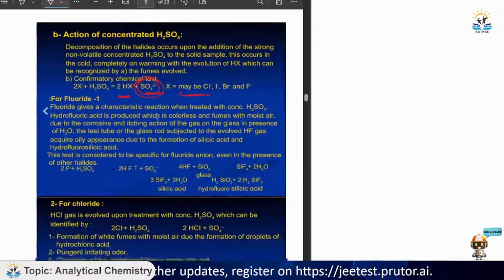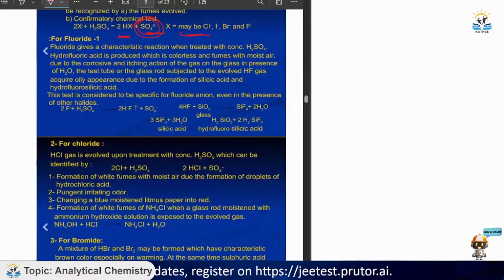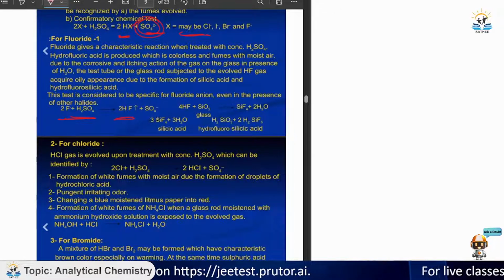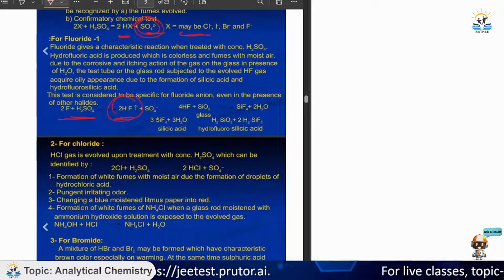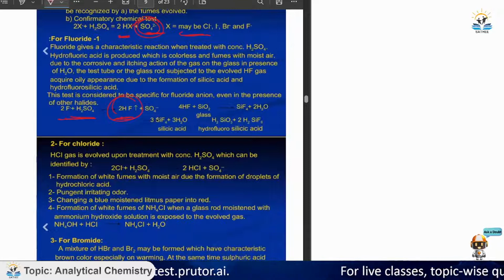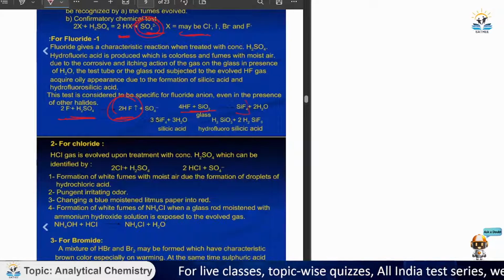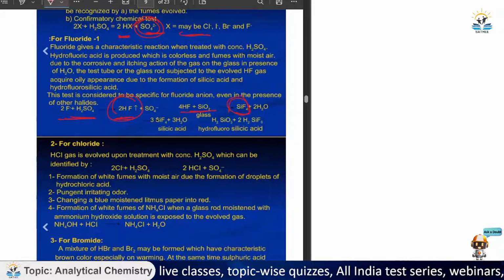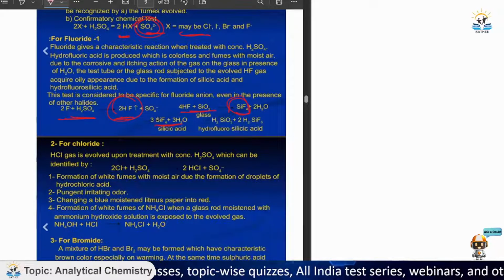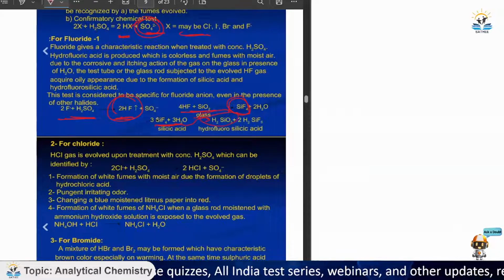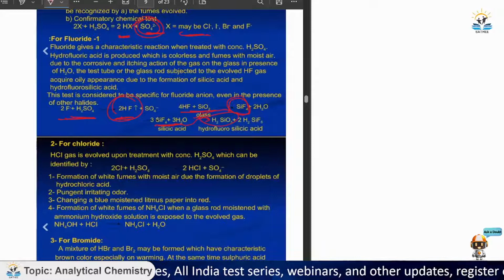We will just jump onto the chemical reaction part. If we check the fluoride anion with H2SO4, it will give HF gas. We can check if someone knows the HF gas properties. Now, if HF gas reacts with the glass, as we have seen in that example, SiF4 gas will be evolved, and on reacting with water it will form H2SiO3, and you know that the greasy substance appearance is what we have seen.